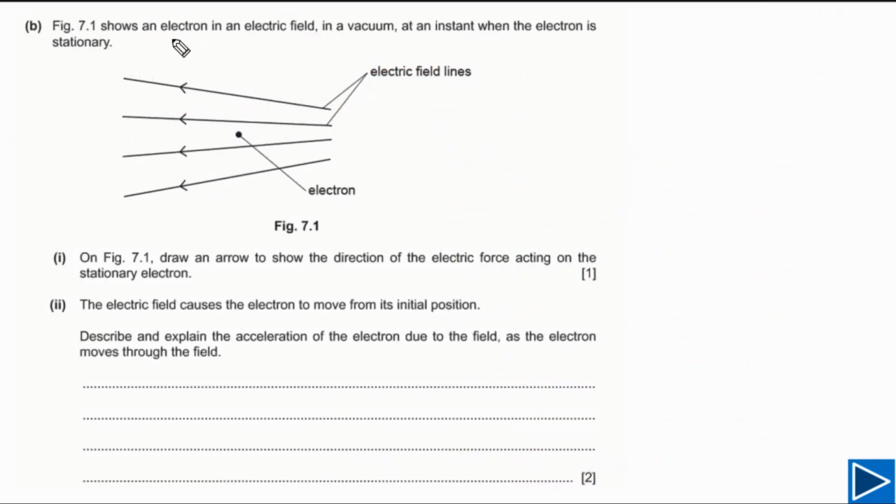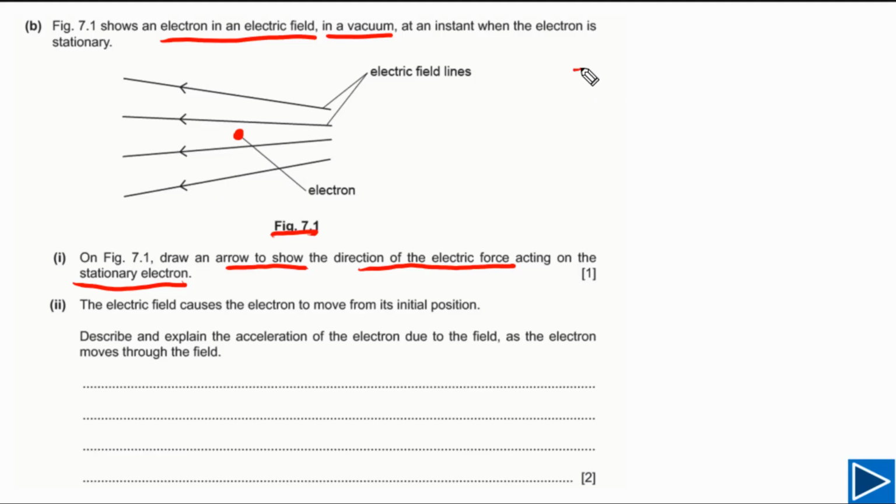For part B, it is given to us that an electron is in an electric field and the electric field is in vacuum. The question is asking us, on figure 7.1, to draw an arrow to show the direction of the electric force acting on the stationary electron. That means the electron is at rest at this point. We need to draw the direction of electric force on this.